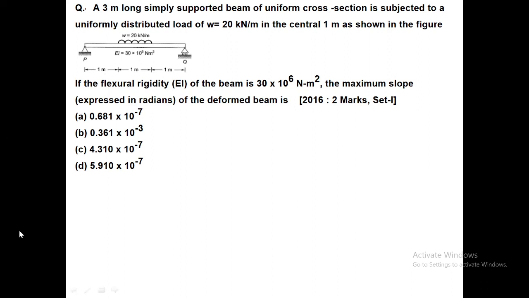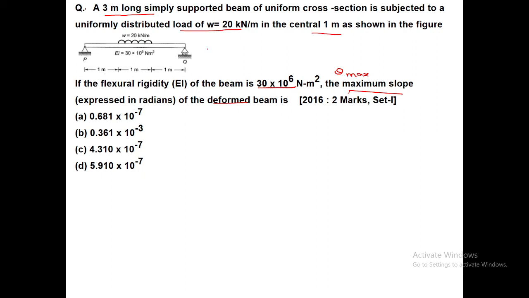So in this 3 meter long, simply supported beam of uniform cross section, subjected to a uniformly distributed load of 20 kilonewton in the central 1 meter as shown in the figure. If the flexural rigidity of the beam is 30 into 10 power 6 Newton meter square, we want the maximum slope of the deformed beam. So maximum slope. Four options are given.